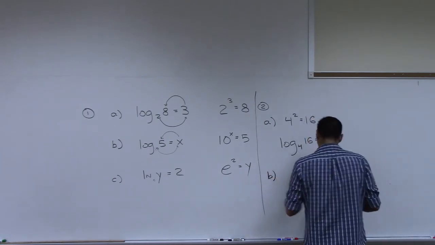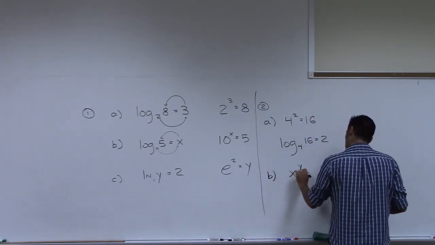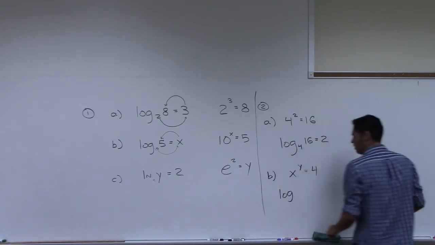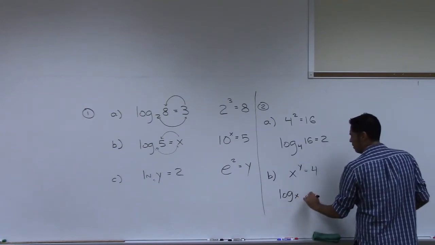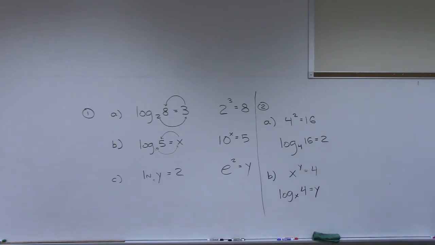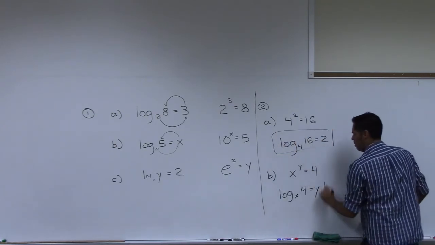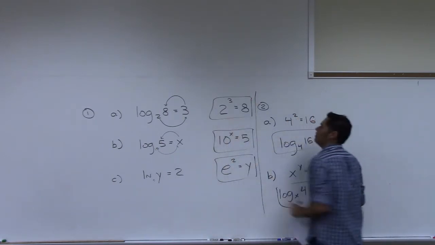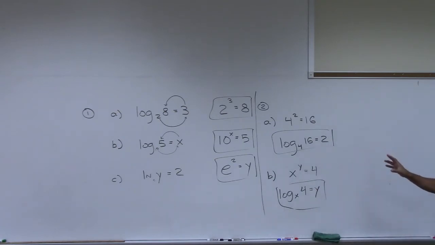Okay, part B. X raised to the y equals 4. So that's going to be written as log what base? X, and then 4 equals y. So these are the answers. You don't have to do anything else. Just write down what's boxed. You're just converting from one form to the other. That's all you're doing here. From either exponential form to logarithmic, that's number 1. Number 2 is logarithmic to exponential.